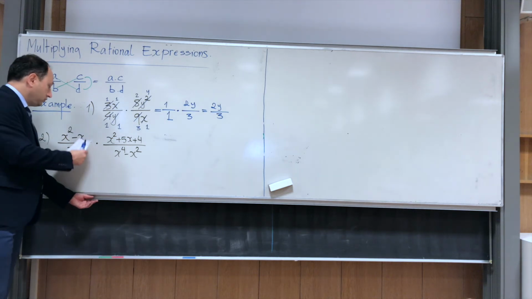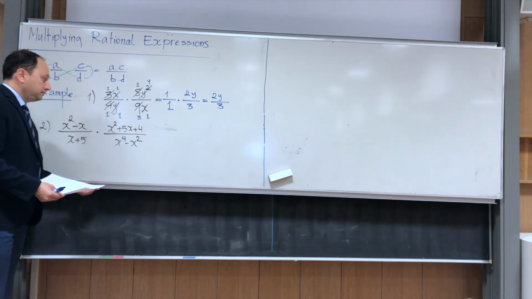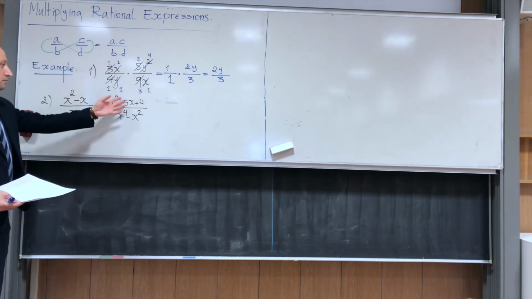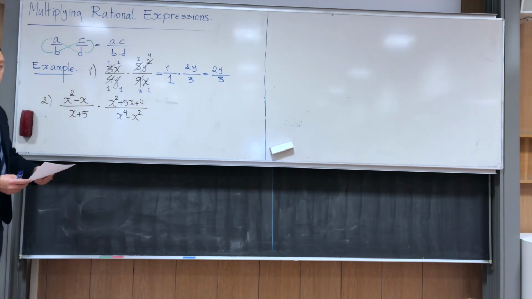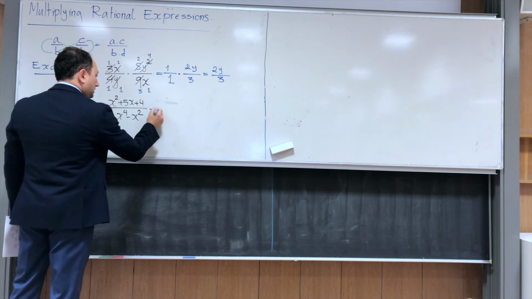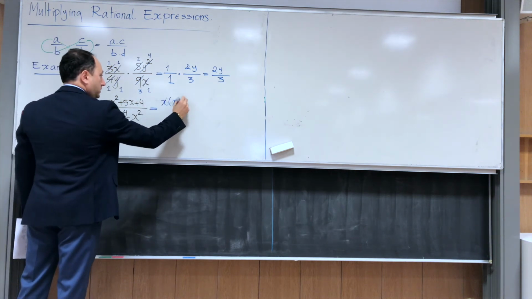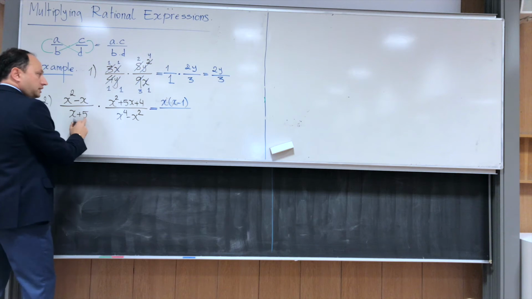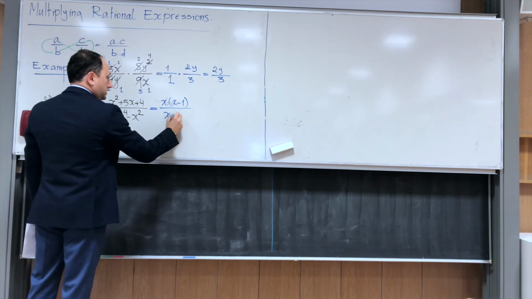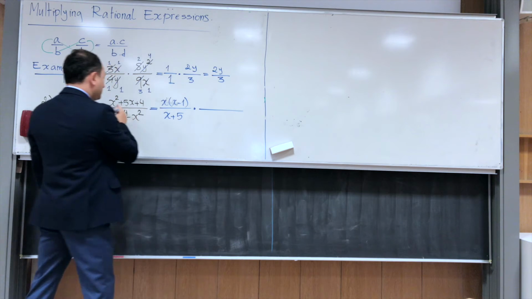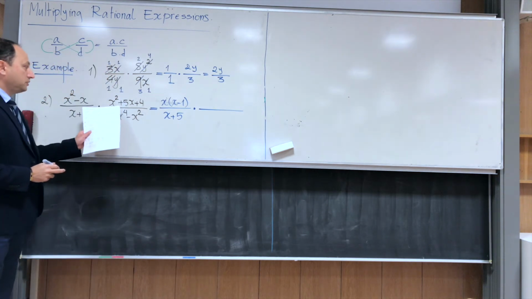Okay, so I have two rational expressions multiplied together. I need to factorize every expression involved here. So this one is trivial. I pull x out, it becomes x minus 1. This denominator cannot be factorized anymore, so it is x plus 5, multiplied by the numerator, which is a trinomial, but it's a very simple one.